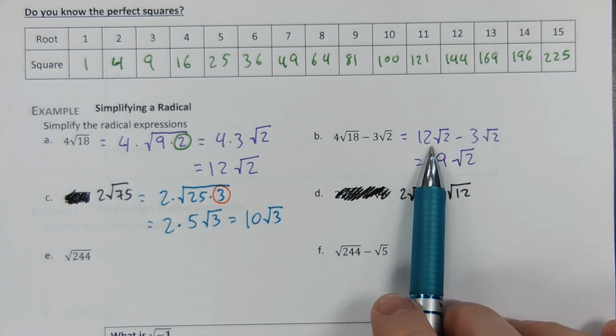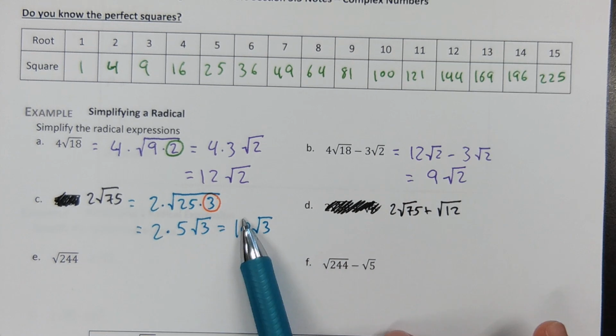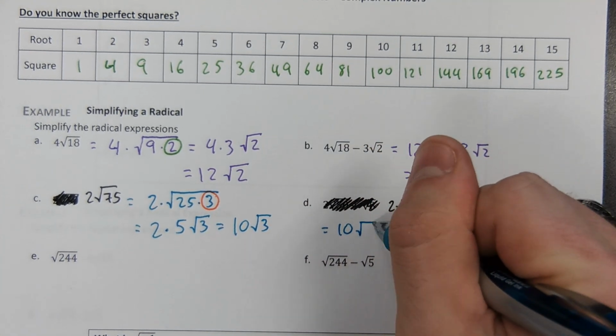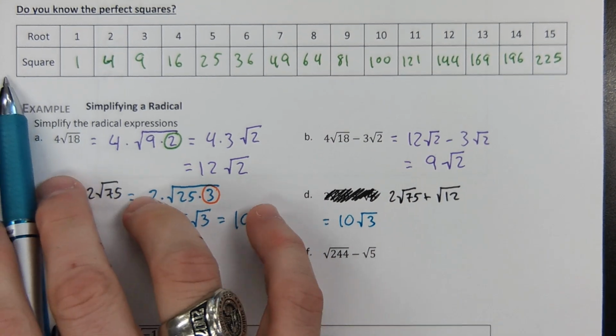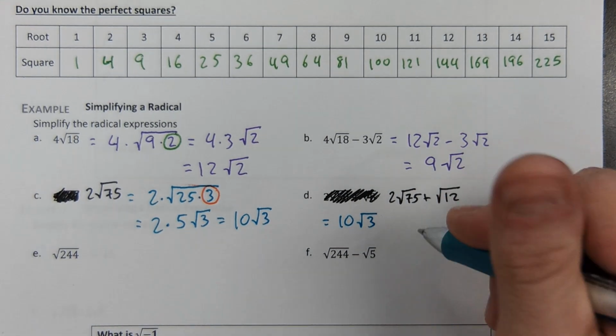And just like I did in purple, right here, I've got that 2 root 75 again. I don't need to go through all this work again. I already know that this is going to be 10 root 3. But this one, well, 12 is divisible by one of my perfect squares, that one. 12 is 4 times 3.